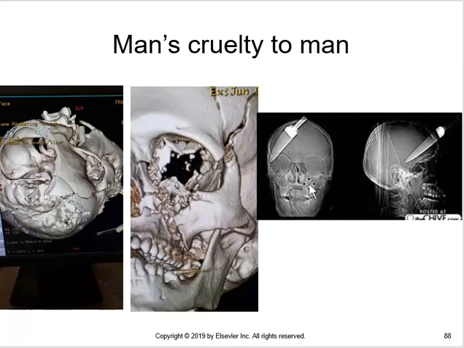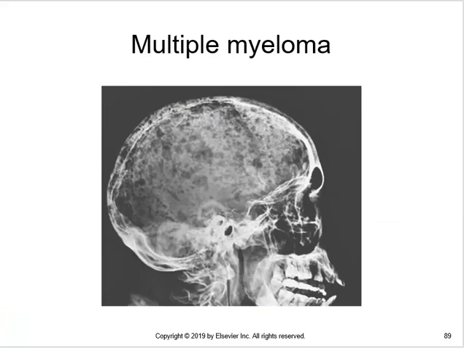Gunshot wounds. I don't know exactly what happened to this guy, but you can see the base of his, or the apex of his orbit is just completely destroyed. I don't know if that was a gunshot wound to the eye. Multiple myeloma is what you're looking at there. So what you've got in multiple myeloma, and sometimes this is one thing that we might actually do a skull for, and it would be in like a metastatic survey. But what you see is a lot of odd densities that look like individual little cancers.